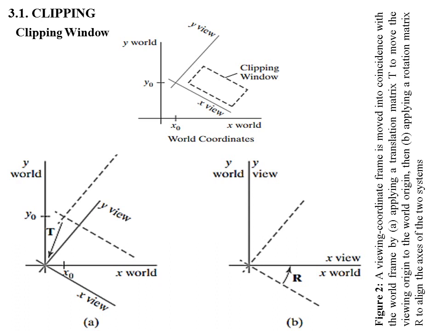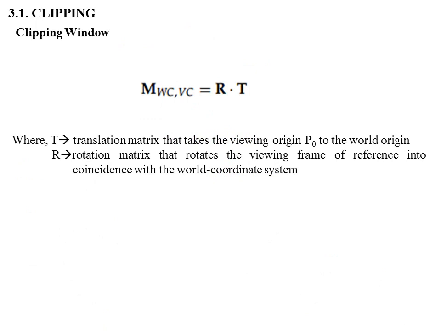As I have already told you, while representing in the matrix format, we are supposed to represent the first operation on the right hand side or the right end of the equation, followed by right to left direction till the last operation. So in order to obtain the overall matrix for this operation, we will be writing R dot T. The matrix M, world coordinate viewing coordinate, equals R dot T. As you can observe here, T is represented at the right hand side, which is the first operation, the translate operation. Dot, the last operation, is the rotate operation.